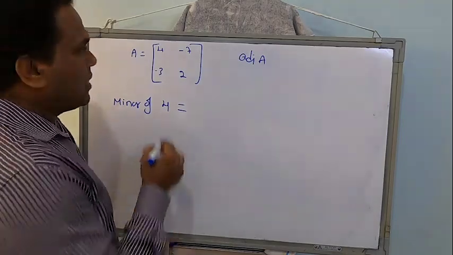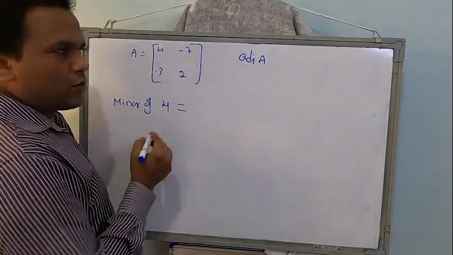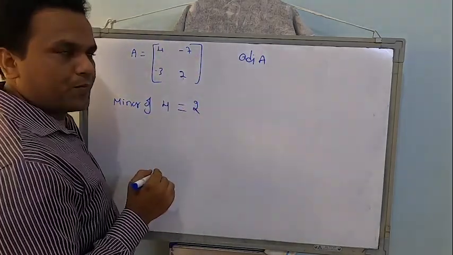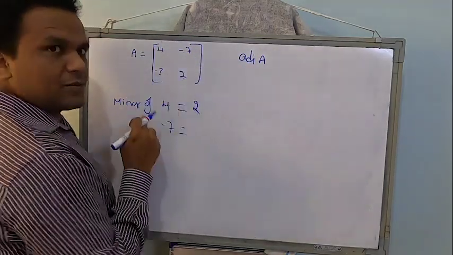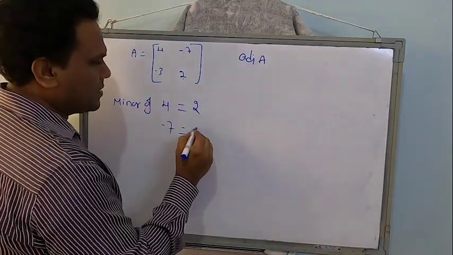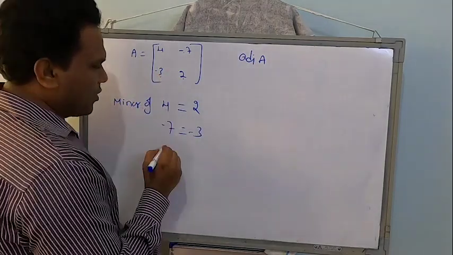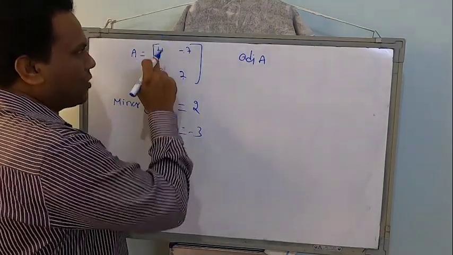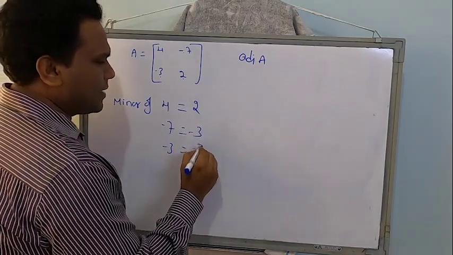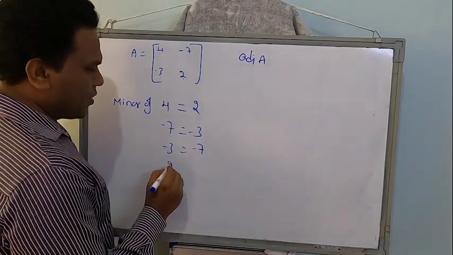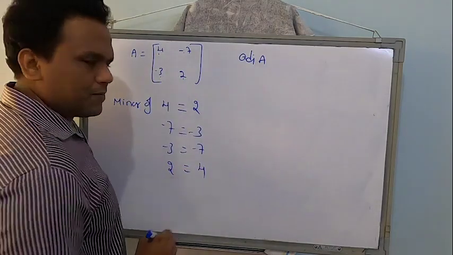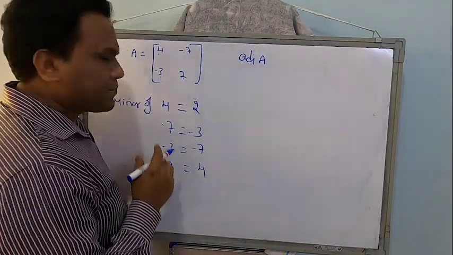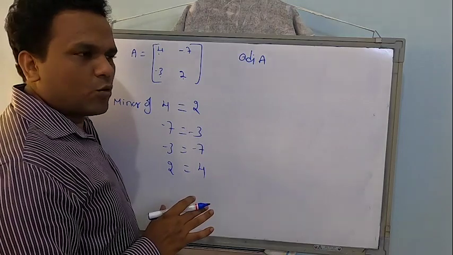Minor of 4. Leaving the column and row in which 4 is present, the remaining element is 2. Then minor of minus 7. Leave the column and row in which minus 7 is present, the remaining element is minus 3. Then minor of minus 3. Leave the column and row, then the remaining element is minus 7. Minor of 2. Leave the column and row, the remaining element is 4. Clear? Right. Now, minor of each element is over.